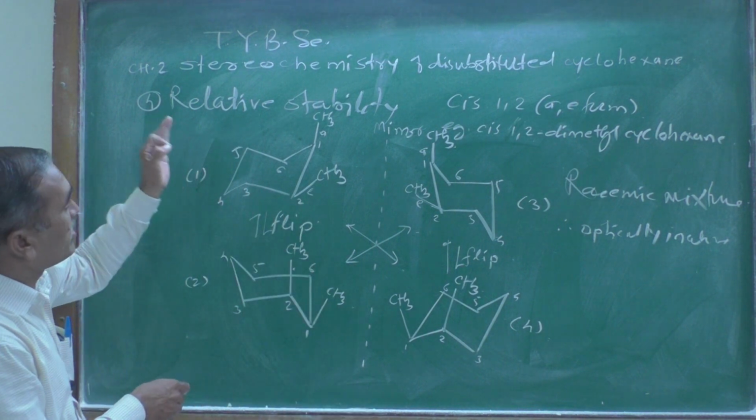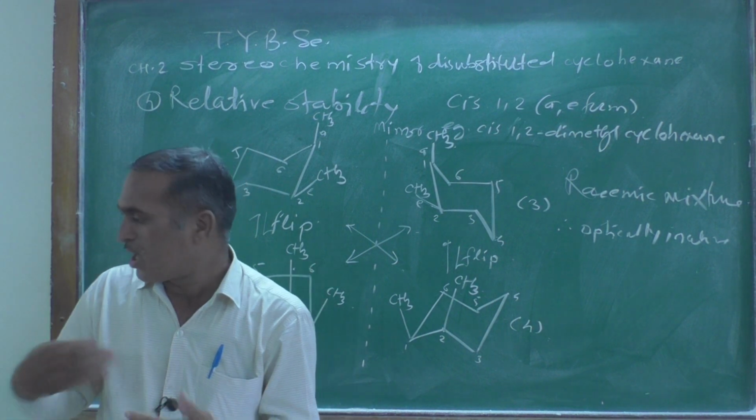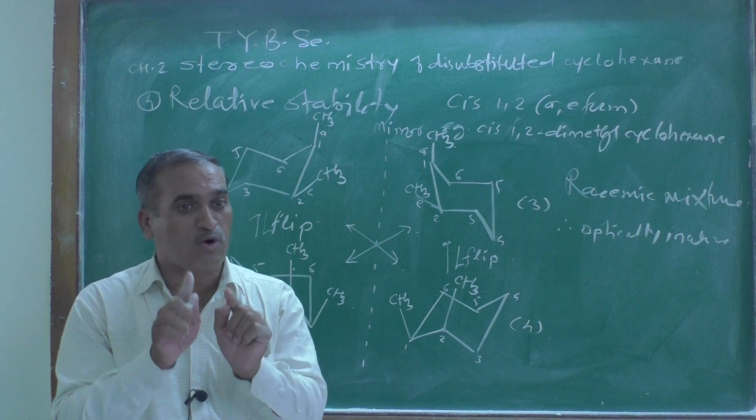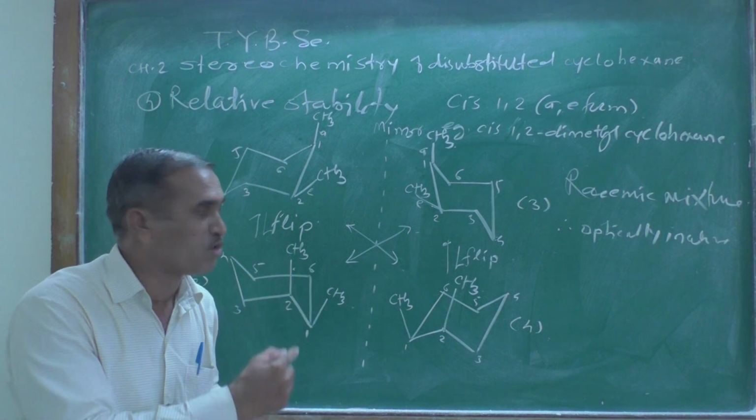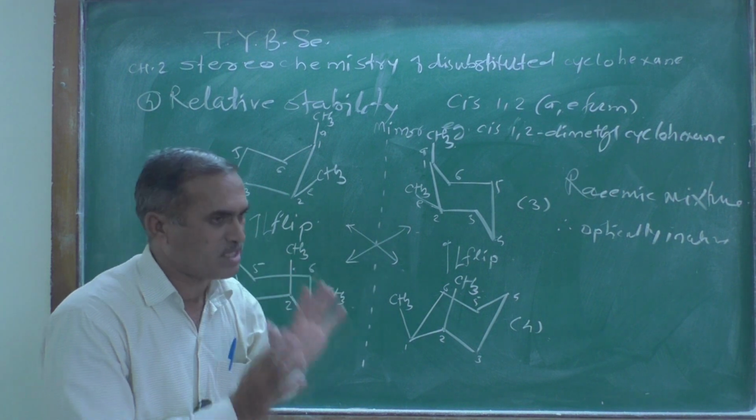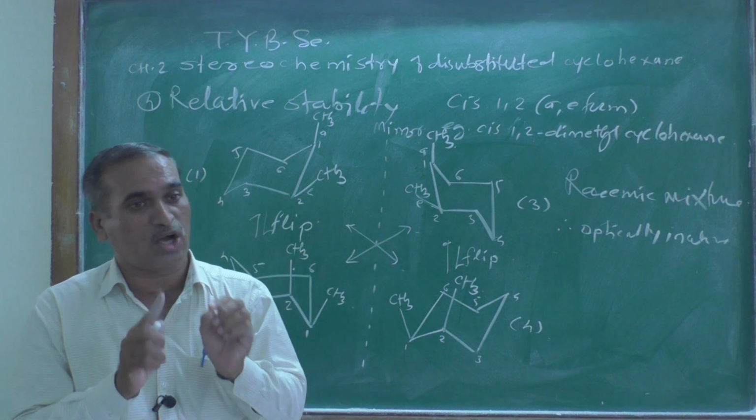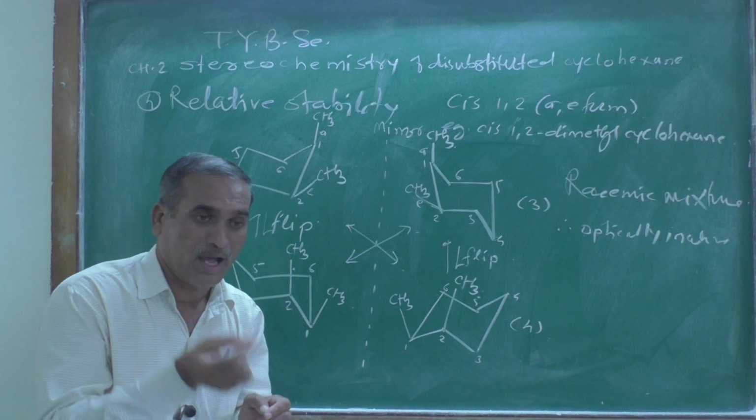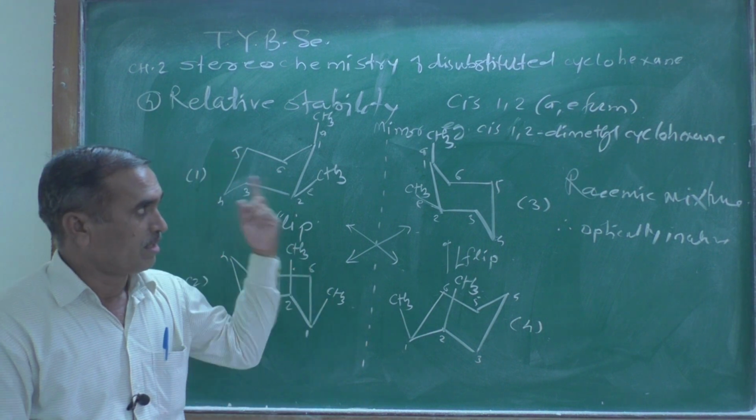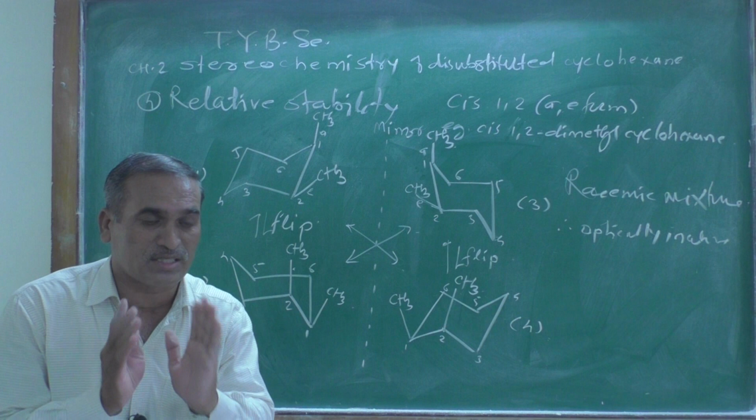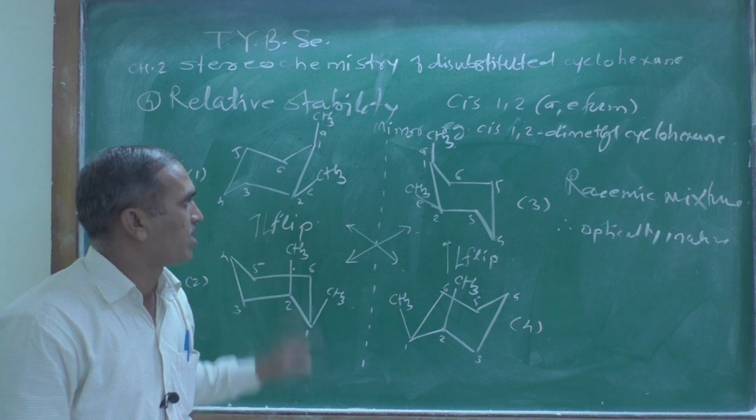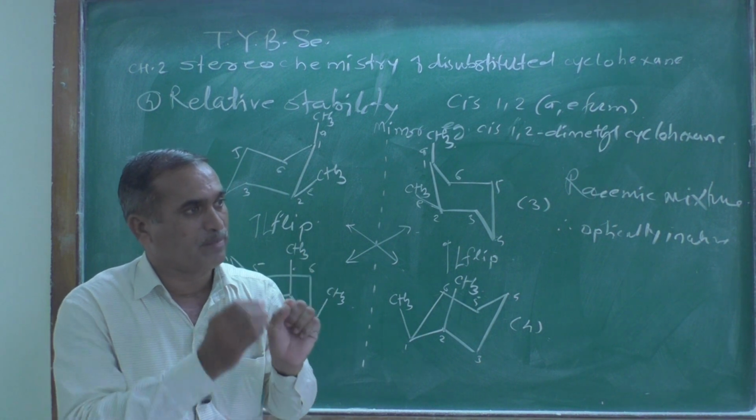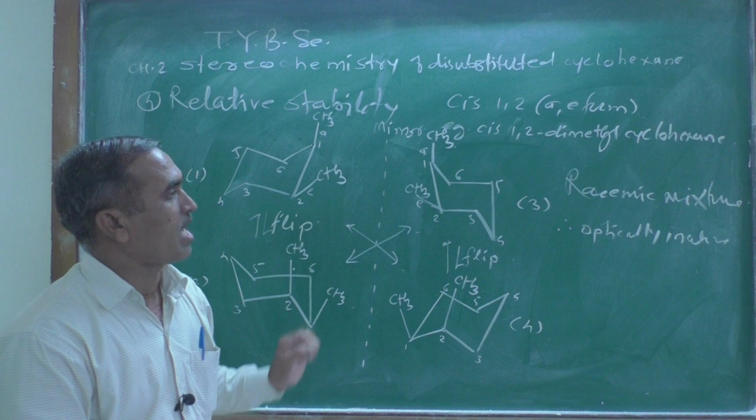Now the last point is the relative stability. How to calculate, how to determine, or how to measure the relative stability of those conformations? If you look, all these structures are identical, or their reactivity is the same. At least as far as cis-1,2-dimethylcyclohexane is considered, all four structures are identical. They show the same stability.